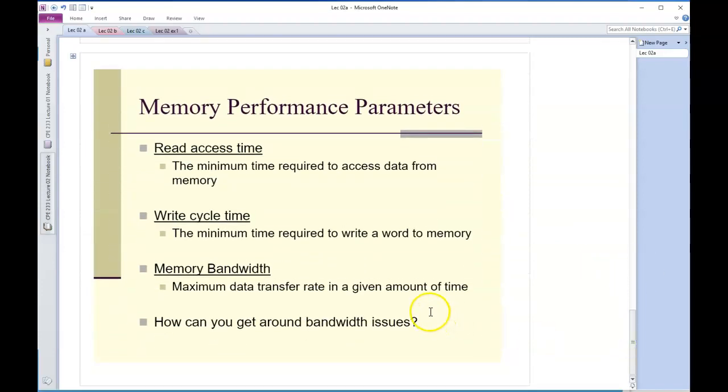So for memory performance parameters, it's always an issue of how fast I can read and write, and related to that is memory bandwidth. The read access time and the write cycle time are the amount of time I need to read and write data. We went over that. But the more important thing I want you to take away is memory bandwidth. For any given memory, you can only get so much data into it and out of it over a given time. So this is a rate, an amount of data per unit time. It's not the amount of data itself. The bandwidth is a rate measurement. So this is actually super important.